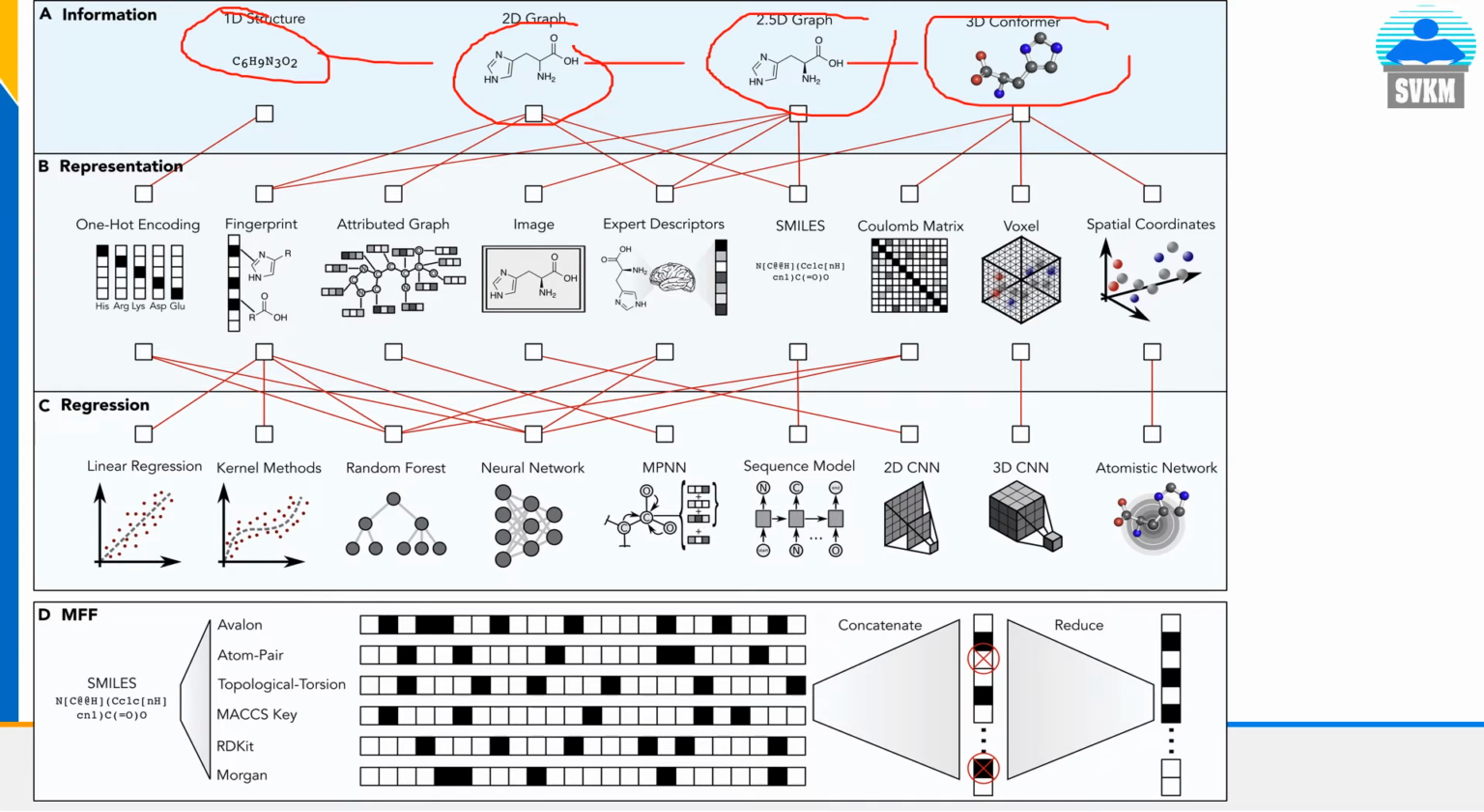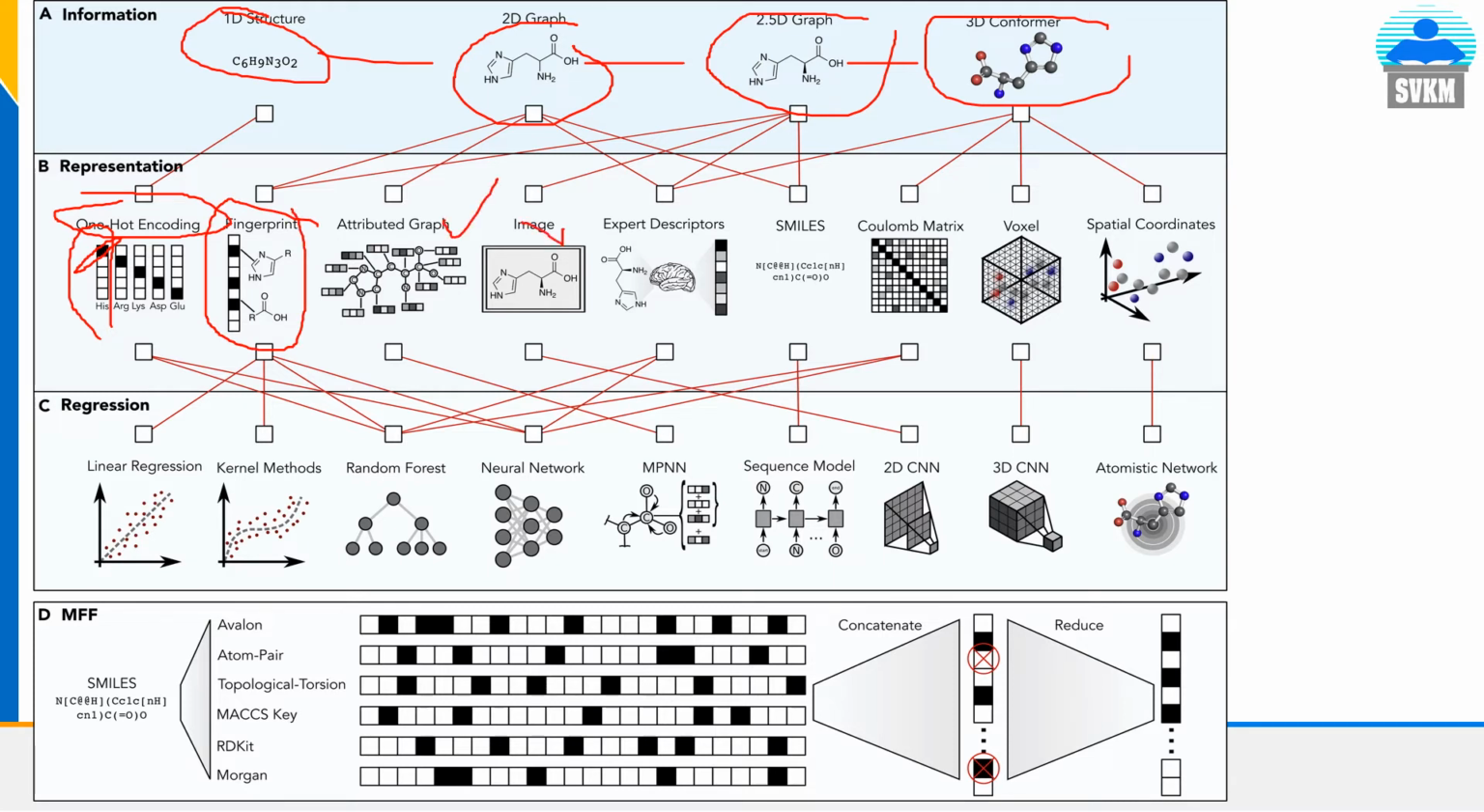Now you will convert this molecule into a machine-readable pattern. So the first option is one hot encoding. We have seen the meaning of this. So for example, this is histidine. If the first square is black, it is histidine or arginine. Likewise, this is called one hot encoding. Then this is fingerprint. This is graph, already we have seen.